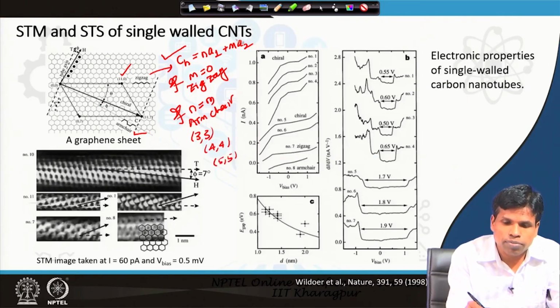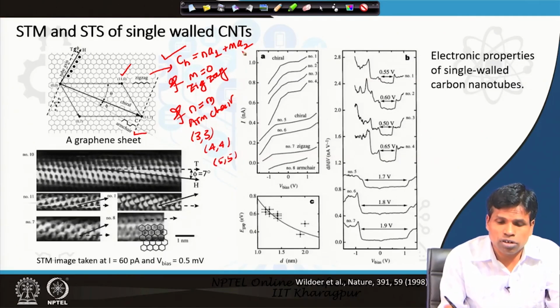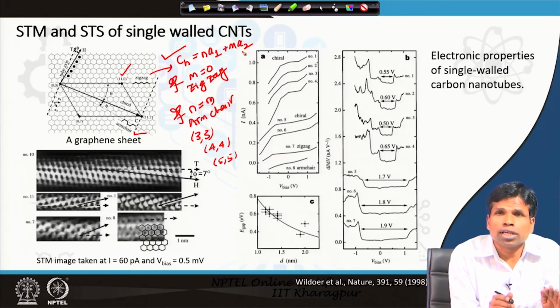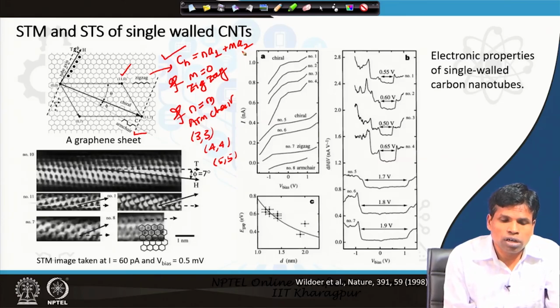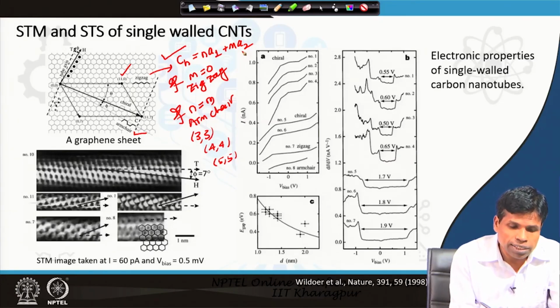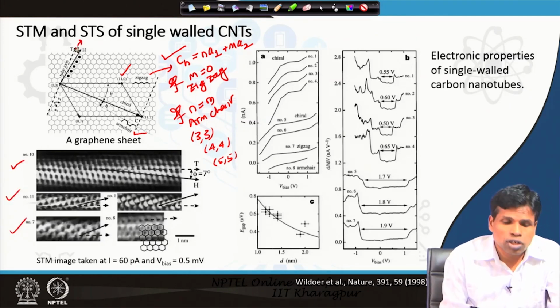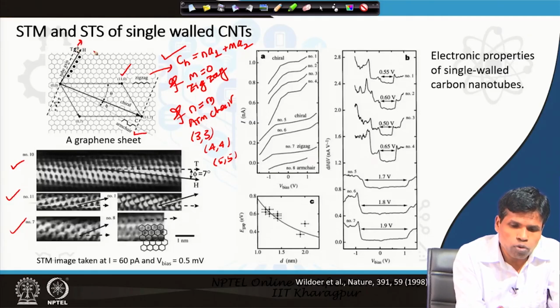On the other hand, if 1 0, 2 0, 3 0, 4 0 like that, then we have a zigzag tube, and depending on the rolling we can also know whether these are armchair tubes or zigzag tubes. As you see here, there are different tubes, an STM image is taken, and here we have a tube axis.